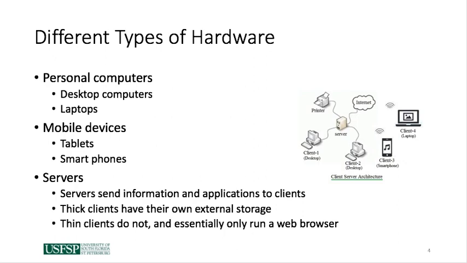There are many different types of hardware, and there are many ways to classify hardware. One distinction is between personal computers, such as desktop computers and laptops, mobile devices, such as tablets and smartphones, and servers. Servers are usually larger computers that receive requests from so-called clients and send data or applications back. A good example is a web server, which receives requests for a web page from a browser running on a client, and then sends the web page to the client for the browser to display.